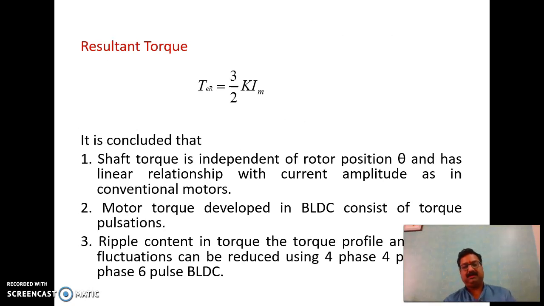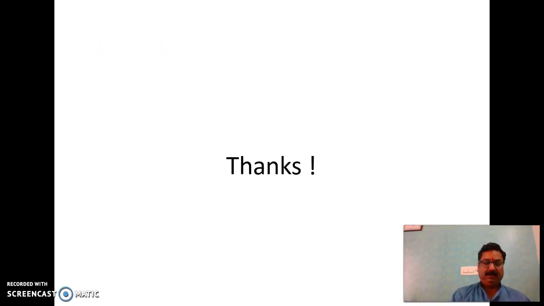In the beginning we discussed that the torque is dependent on sine theta, but from the resultant torque it can be concluded that shaft torque is independent of rotor position theta, and it is linear with respect to Im, the amplitude of the current, right? And this is also available in conventional motor. The motor torque developed in BLDC motor consists of pulsating torque, right? And these ripple contents are available in the torque. This can be reduced by using 4-phase 4-pulse and 3-phase 6-pulse BLDC motor. This will enhance the overall performance of the machine. Thank you. Thanks a lot.